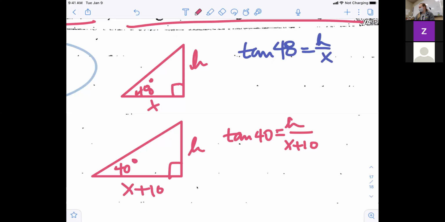Are we okay with how I wrote those tangents and those fractions and stuff like that? Everybody good so far? Any questions?